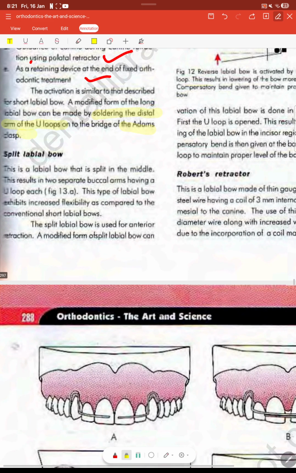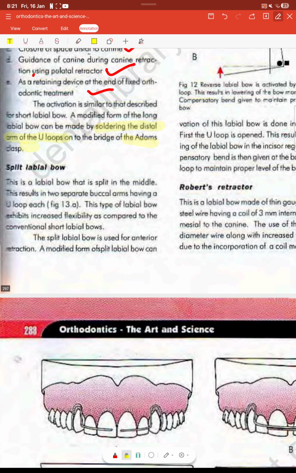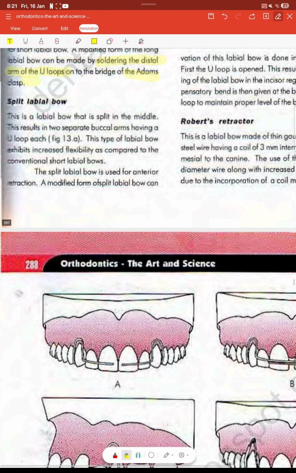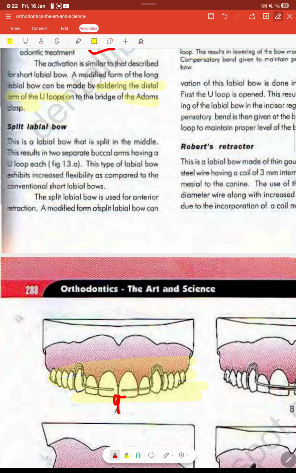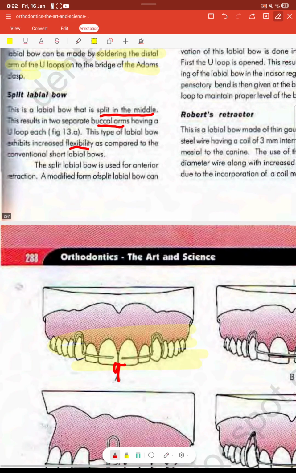That is nothing but your split labial bow, which is split in the middle, resulting in two separate buccal arms. You can see that there are two separate buccal arms, each having their own U loop. This type of labial bow exhibits increased flexibility as compared to the conventional short labial bows. The split labial bow is used for anterior retraction.